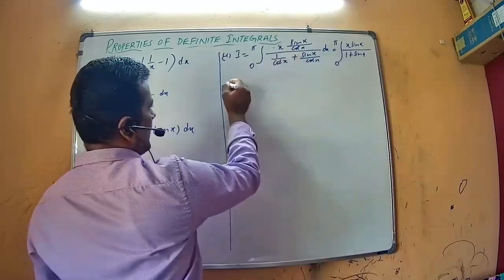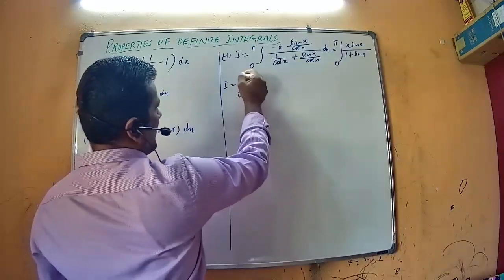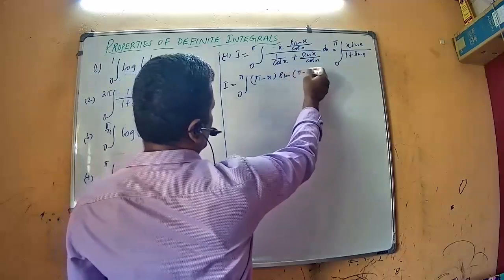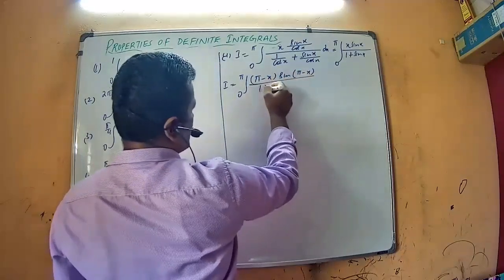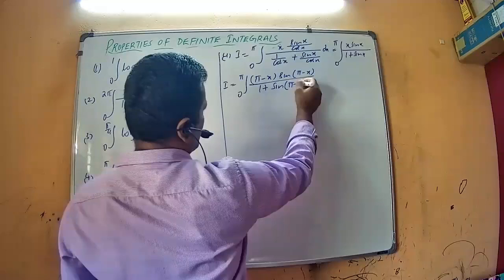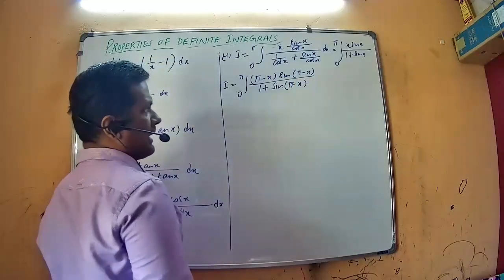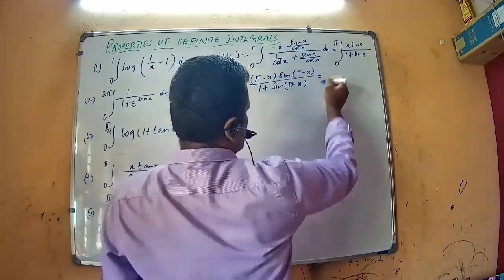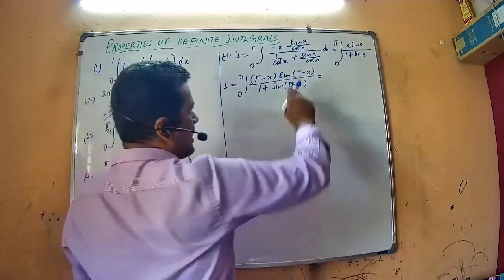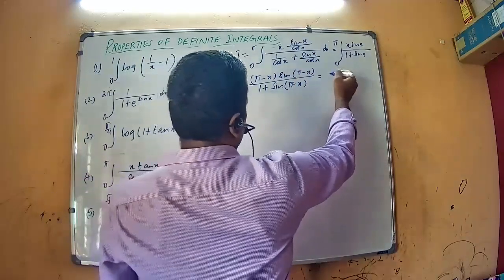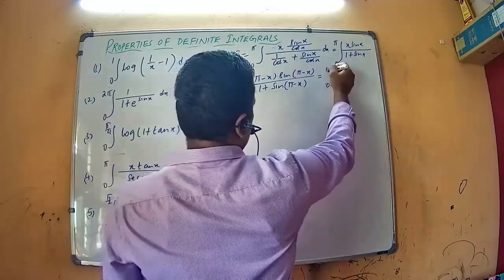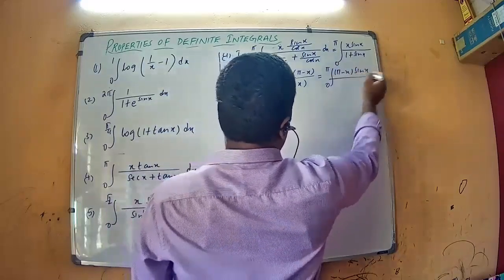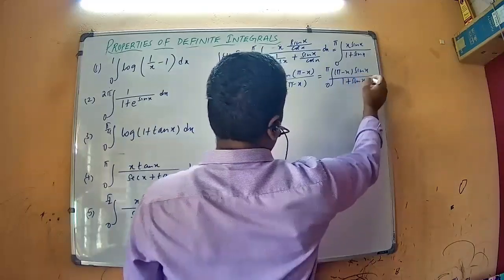Now apply the property: I is equal to 0 to pi, x means pi minus x. So sine of pi minus x by 1 plus sine of pi minus x. Yes, sine of 180 minus theta is sine theta, because 180 minus theta falls in the second quadrant, sine is positive, and for 180 and 360 we get the same trigonometric ratio, so this will become pi minus x into sine x by 1 plus sine x.